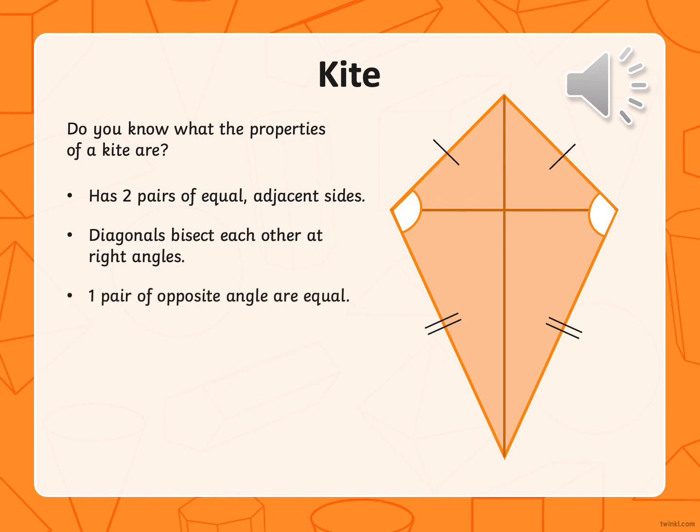So the last quadrilateral we're going to look at is a kite. Have a look at it. What can you see? What properties can you see? So you should be able to see that there are two pairs of equal adjacent sides. Adjacent meaning they're next to each other. The diagonals bisect each other at right angles, and it's got one pair of opposite angles that are equal.